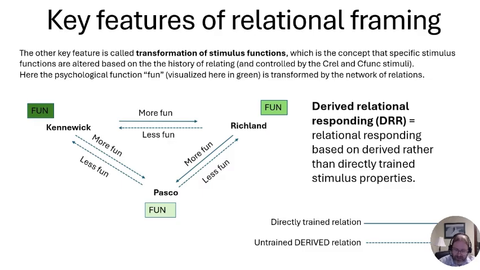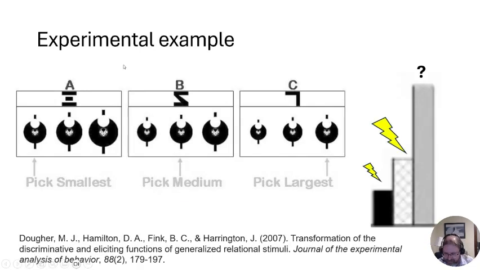And when that happens, when we make this kind of response to these stimuli that is not based on our direct experience of them, but it comes through the arrangement of the stimuli in some kind of network like this, then we call that derived relational responding. So my response to Kennewick and Pasco on funness is an example of derived relational responding. And that was the second kind of key term that I wanted the person at my dinner party to understand.